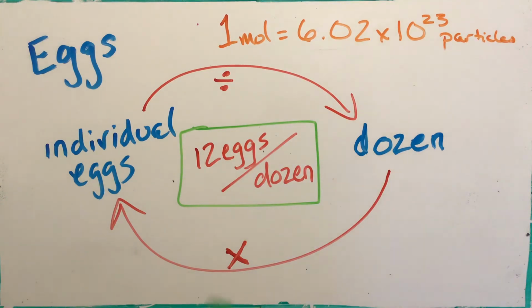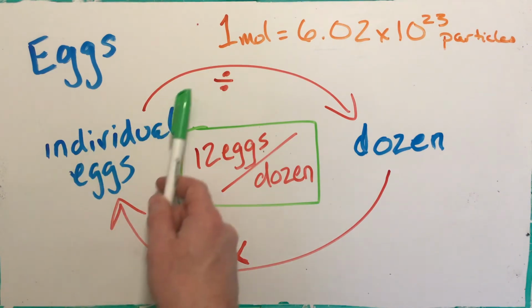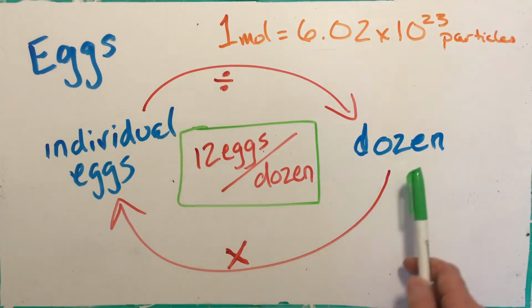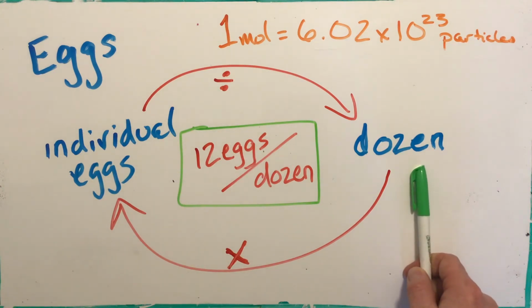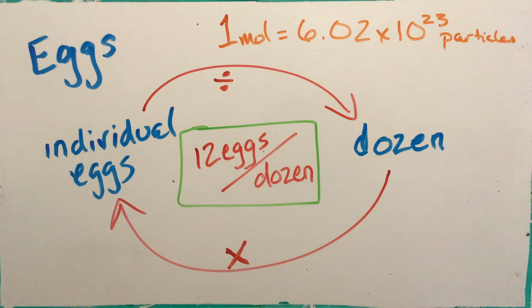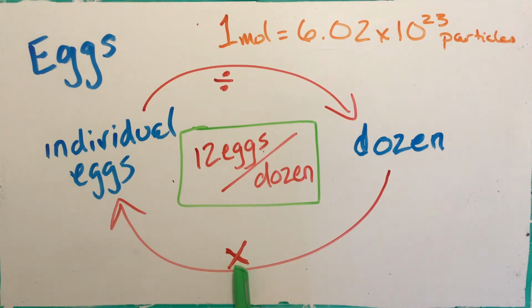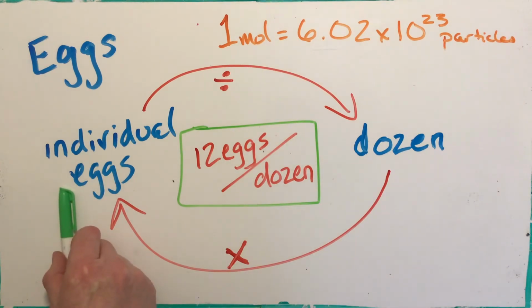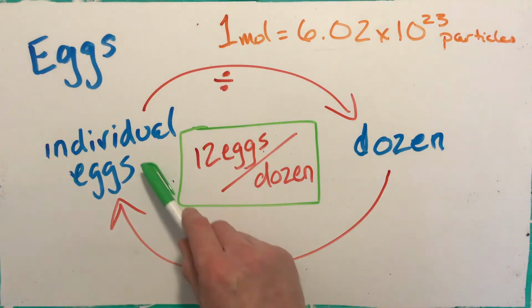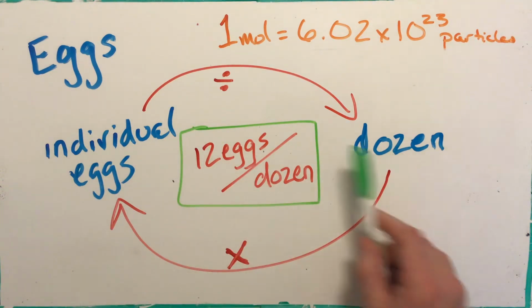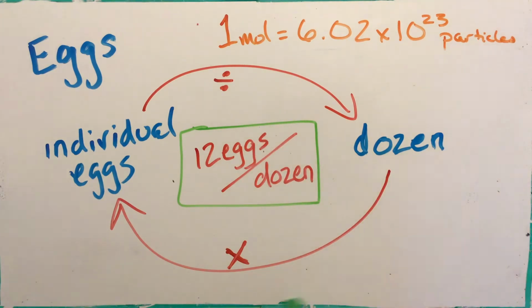So let's do another one. I brought home 60 individual eggs. 60 divided by 12 eggs per dozen would mean I brought home 5 dozen eggs. Or maybe I brought home 10 dozen eggs. 10 dozen times 12 eggs per dozen means I have 120 eggs in the fridge. So going from individual eggs to dozens, I divide. And going from dozens to individual eggs, I multiply. If I start here and go here, I do one thing, divide. If I start here and go here, I multiply.